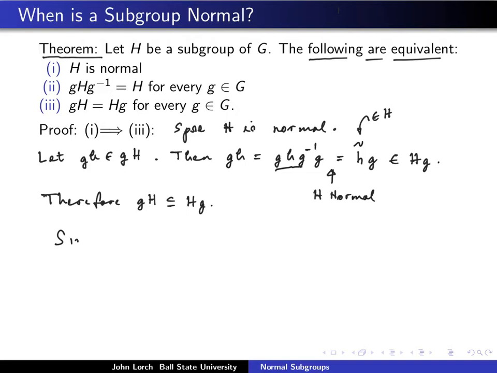And in a similar way, the right coset is contained within the left coset. So the two sets must be equal.